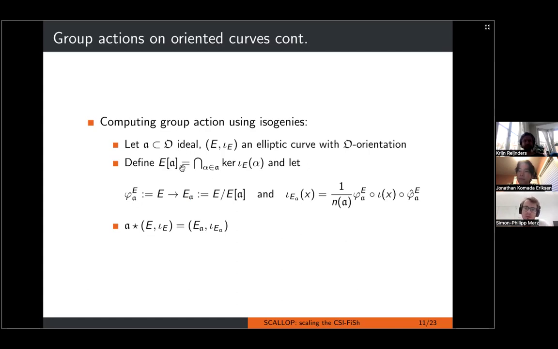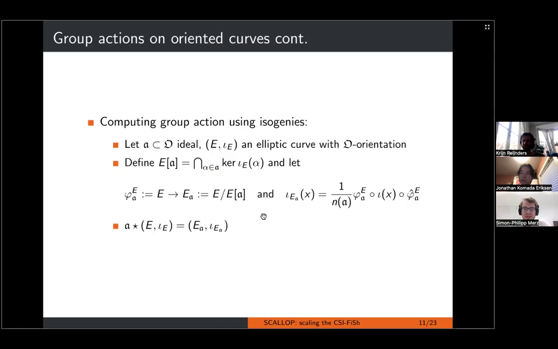Now this subgroup will have size the norm of the ideal, and it behaves nicely. Taking this subgroup as a kernel of an isogeny, you get to a different curve on which you can define again an orientation, using what is sometimes called the lollipop endomorphism or Waterhouse twist. So essentially by walking back the isogeny you just computed, taking the endomorphism on the curve you started with, walking forward again through the isogeny, and then dividing out the norm of the ideal.